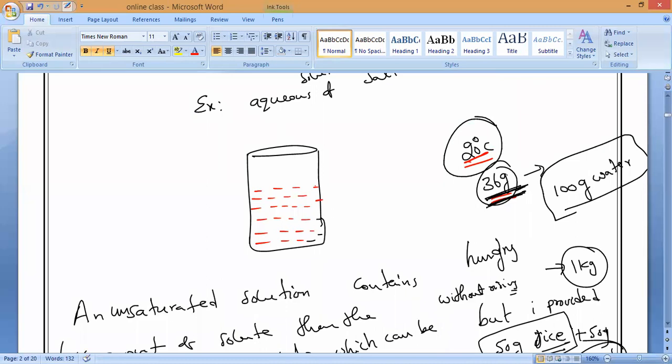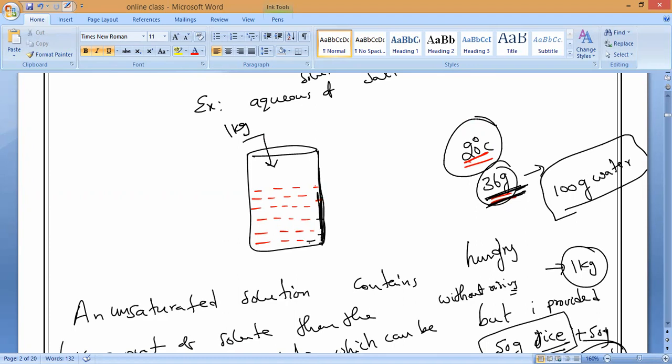36 grams. But I have added only 1 gram maybe. So now, if I keep on adding 1 gram plus 1 gram plus 1 gram, is the solute keep on increasing or not? Yes, sir. So that is why it is called an unsaturated solution.